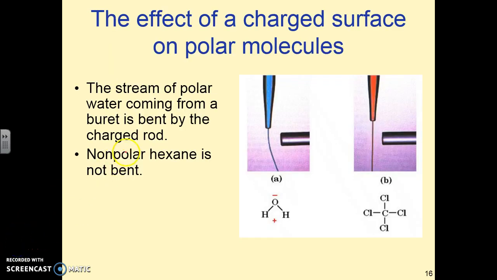So why polarity is important is it affects the behavior of atoms. This red is a charged substance here. Polar molecules are attracted towards charged substances, and non-polar molecules are not.